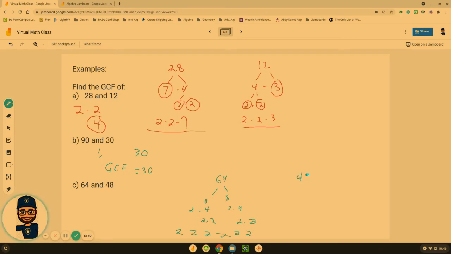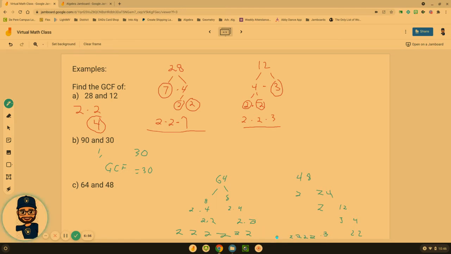What is 48? 2 and 24. 24 is 2 and 12. 12 is 3 and 4. But 4 is 2 times 2. So I've got 1, 2, 3, 4. So 2 times 2 times 2 times 2 times 3.